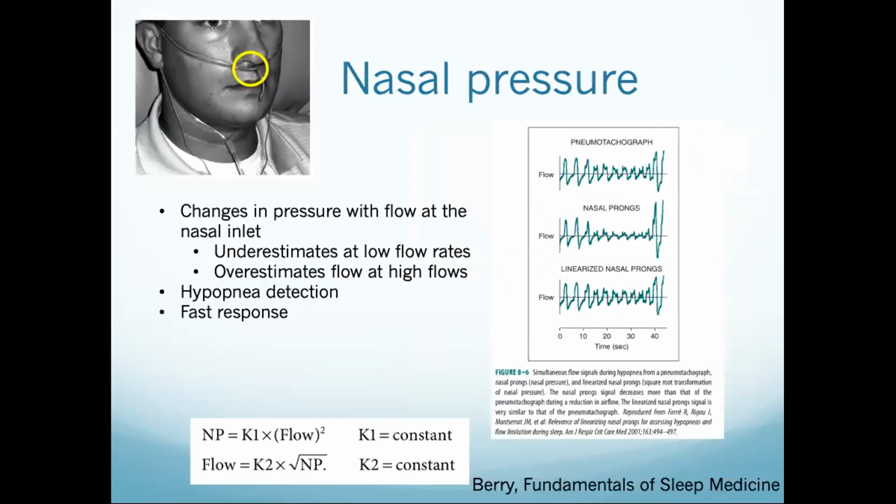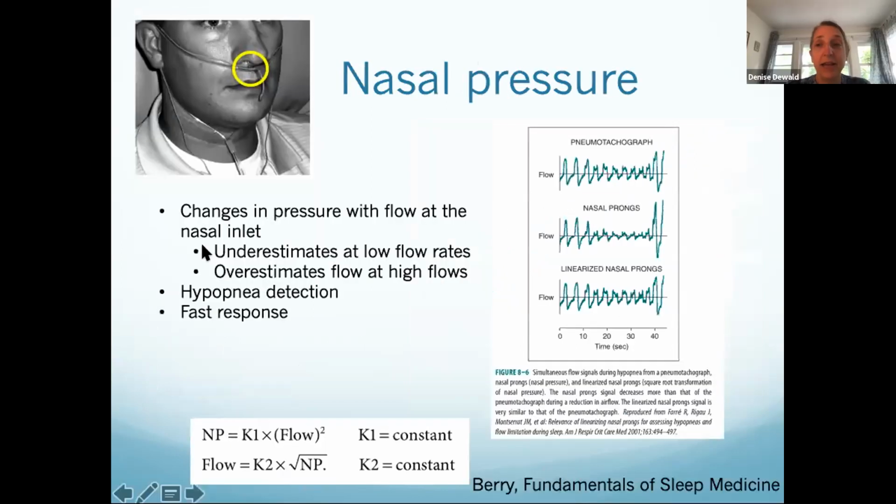So the nasal pressure signal, like Kingman alluded to, is basically your pneumotach type device, but instead of having a real known resistance, we're just using the nasal inlet here. So we're measuring the pressure inside the nose and outside the nose, and the resistance device is the nasal inlet. And so this is really good at showing changes in airflow.